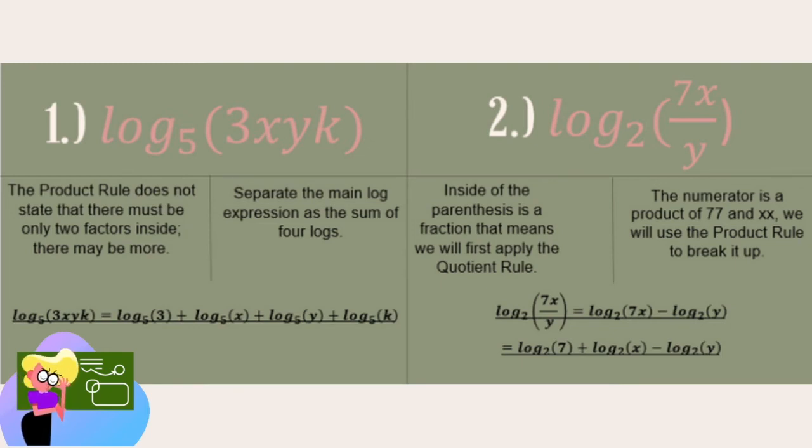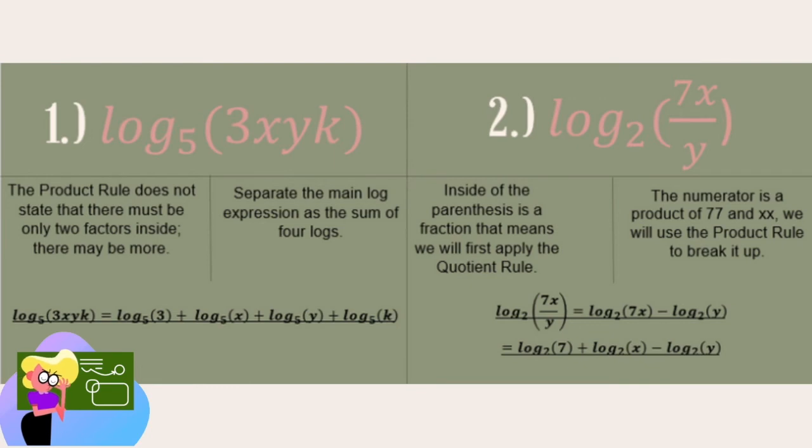So we will separate the main log expression as the sum of 4 logs. Log to the base 5 of 3xyk is equal to log to the base 5 of 3 plus log to the base 5 of x plus log to the base 5 of y plus log to the base 5 of k.